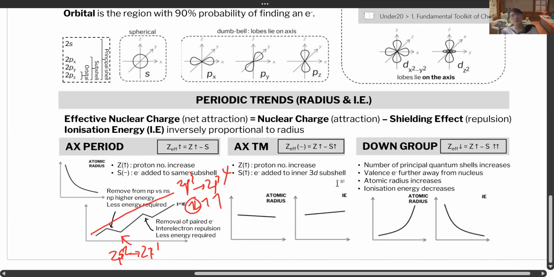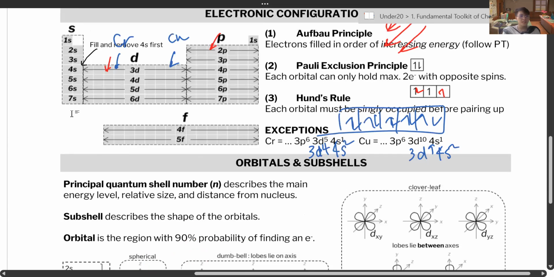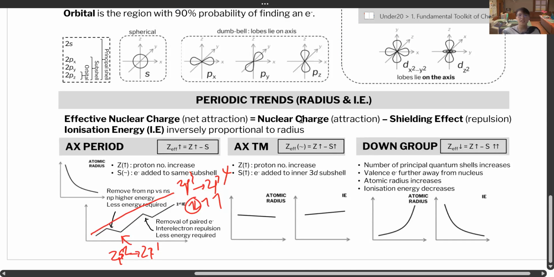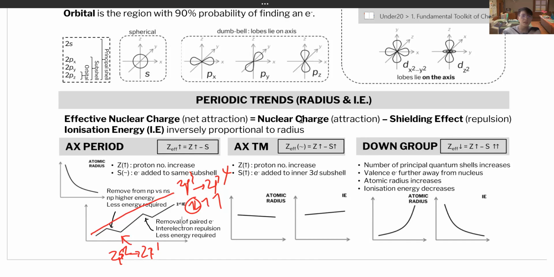Next, we look at down the group. Down the group is the easiest because the number of shells increases. Down the group, you go 1, 2, 3, 4, 5, 6, 7, simplest. When that increases, the valence electron is further away from the nucleus. Further away from the nucleus, the radius is larger. From the inverse relationship, the ionization energy is naturally smaller. Larger radius, smaller ionization energy.